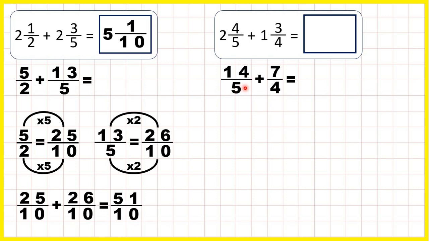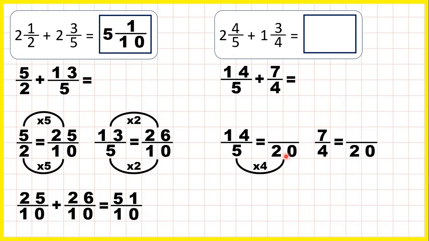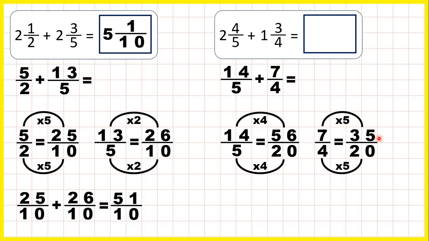Again, when we're adding fractions, we need the denominators to be the same, and 20 is in both the 5 and the 4 times table, so we can find equivalent fractions with a denominator of 20. 5 times 4 is 20, and for 14 times 4, you might need to use short multiplication here, but that's 56. Then 4 times 5 is 20, and 7 times 5 is 35. So we can rewrite our question again.